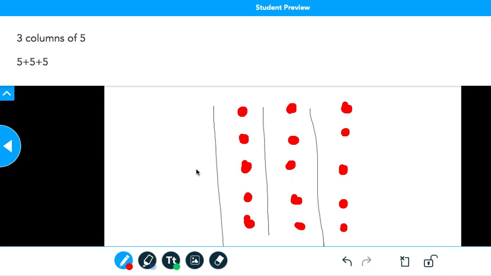All right. So that's what we're doing today. You might see the number sentence written out, and you're drawing an array from that. Or you'll see a problem like this, where it'll tell you how many columns or rows of what number.